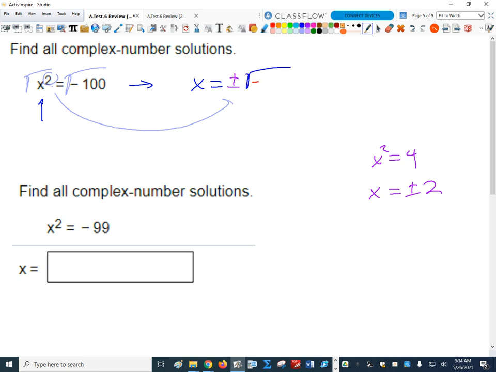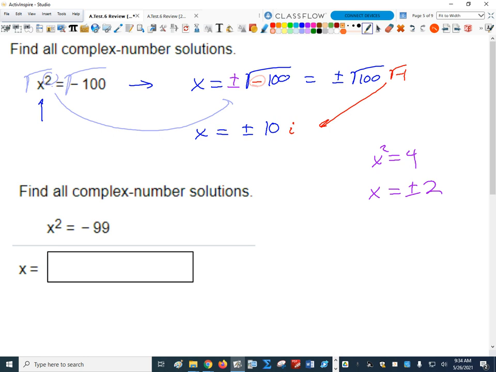and then I've got the square root of -100. Exactly, right. And that's what we do. We turn this into plus or minus the square root of 100 times the square root of -1. And what's the square root of 100? 10. And what's the square root of -1? That's i, right? Good.